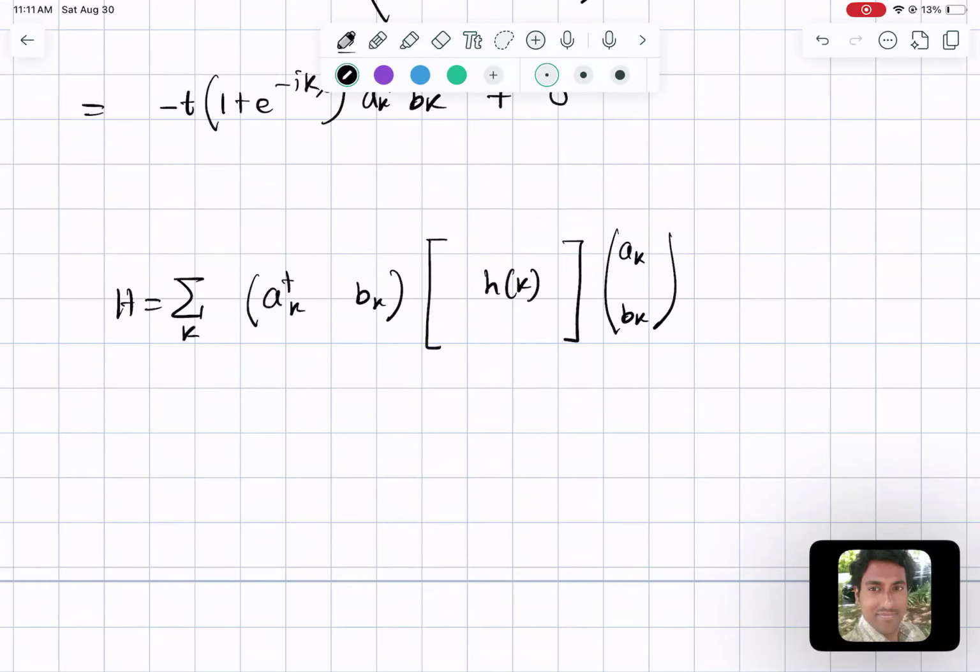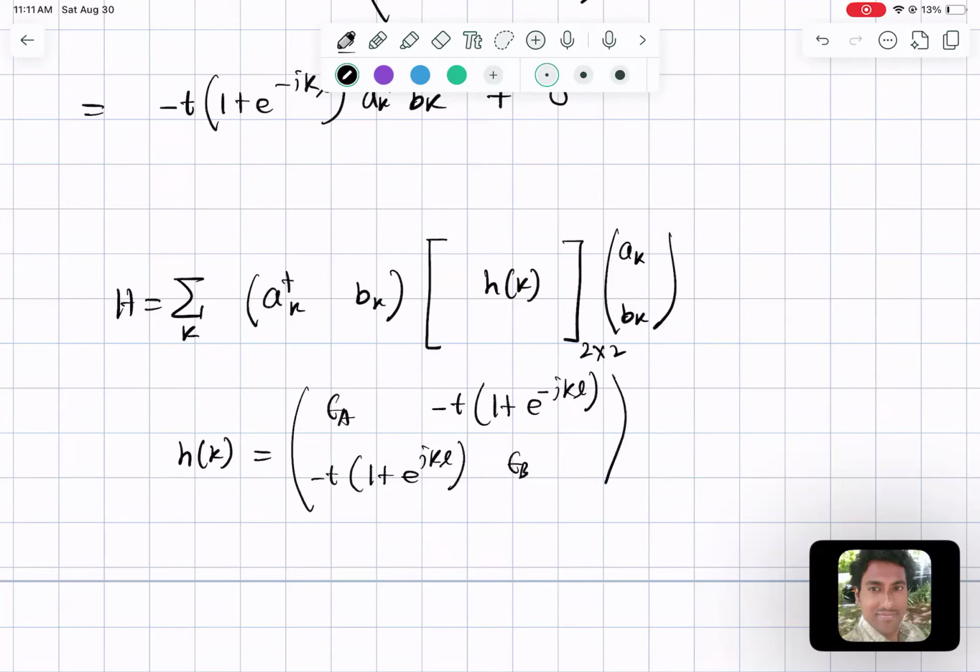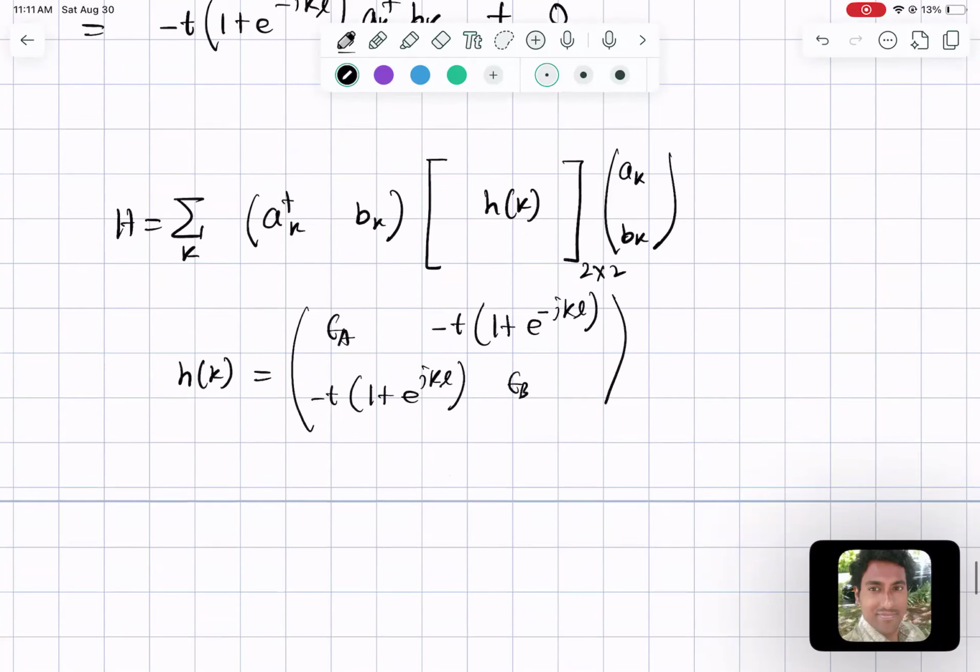So this is a 2 by 2 matrix. H of K is E_A, minus T times (1 plus e to the power minus ikL), minus T times (1 plus e to the power ikL), and E_B. So that's our Hamiltonian in K space, just that middle part for the kth wave vector or momentum.